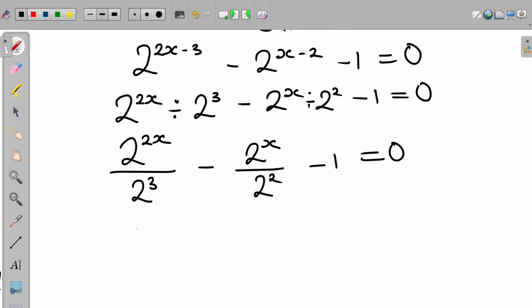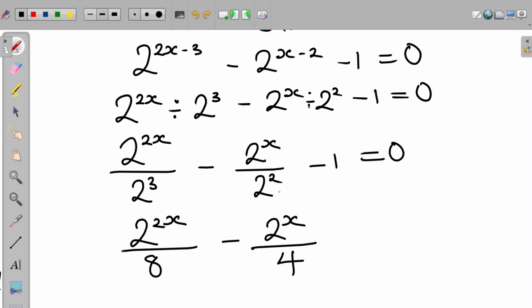So we have that this is 2 to the power of 2x divided by 8, because 2 to the power of 3 is 8, minus 2 to the power of x divided by 4, because 2 to the power of 2 is 4, minus 1 equal to 0.